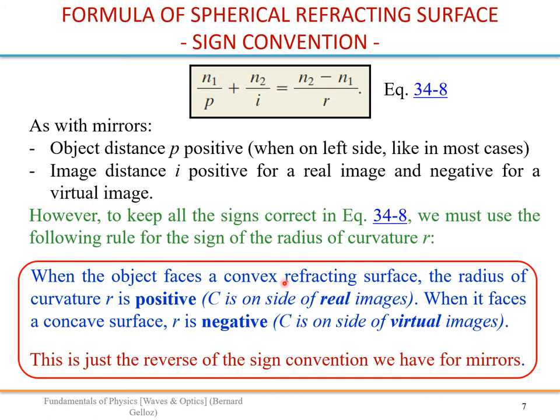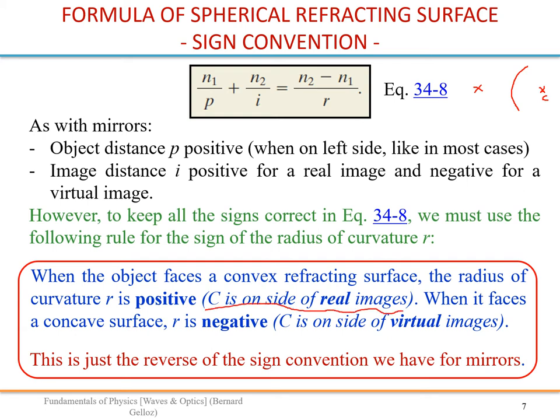When the object faces a convex refracting surface, so it faces something like this, your object is on the right side. Okay, convex is like that, your object is there. The radius of curvature is positive. So the radius is there in this case, C is there, and in fact, it's positive.